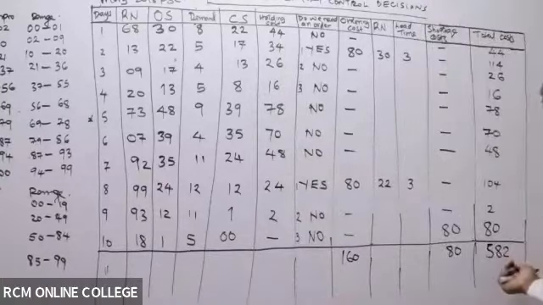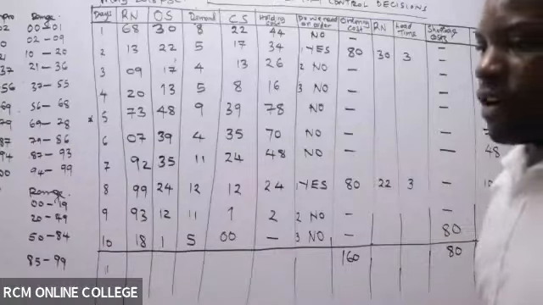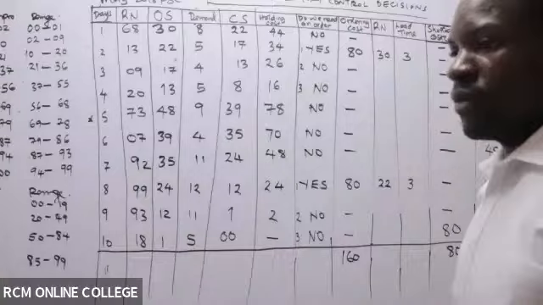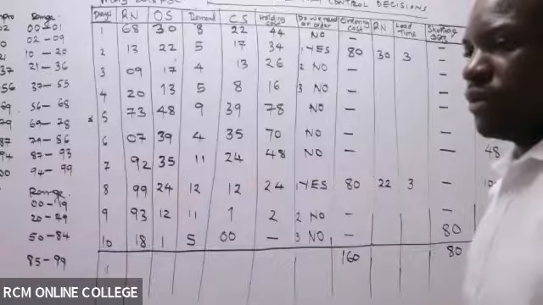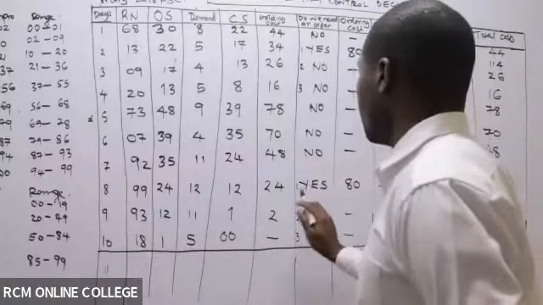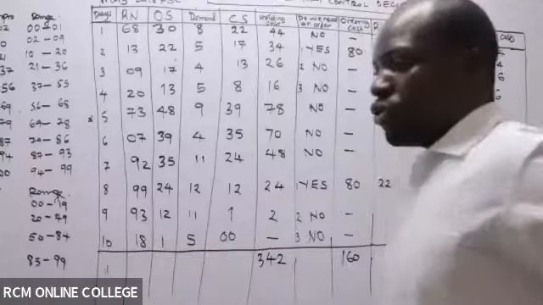Just take 582 minus 80 minus 60, or 582 minus 240. 582 minus 240, tunapata ngapi? What are we getting? 342.